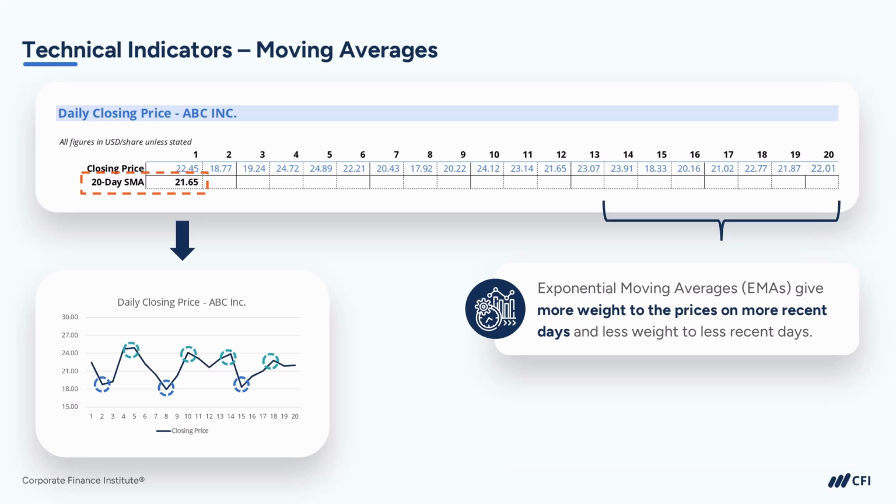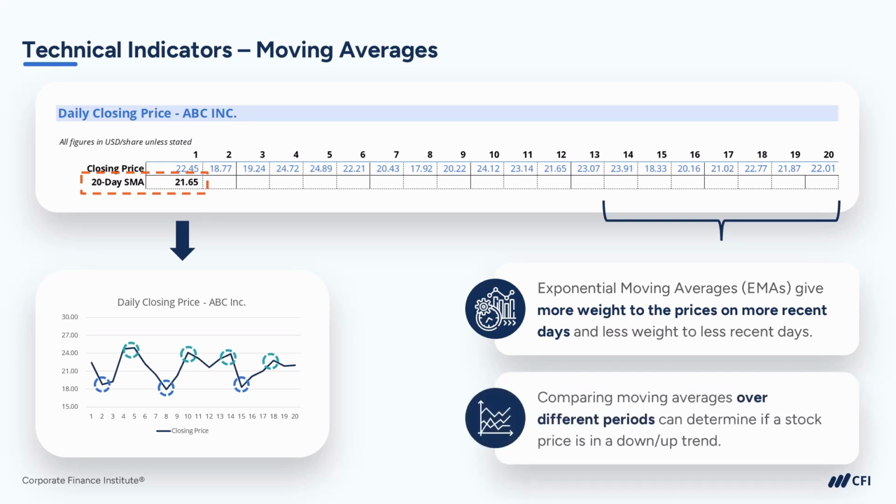Analysts will often compare moving averages over different periods with one another, such as looking at the 50, 100, and 200-day moving averages on a single chart to determine if the price of a stock is in an uptrend or a downtrend, which will help inform their decision making.